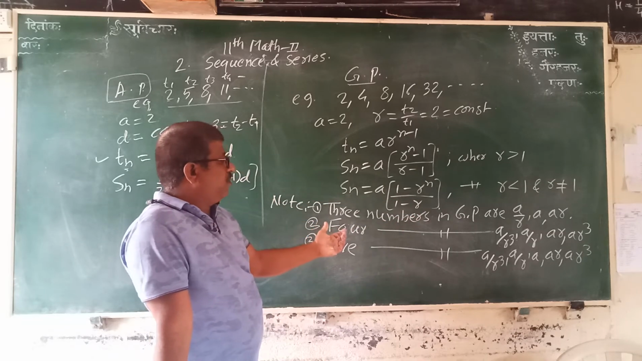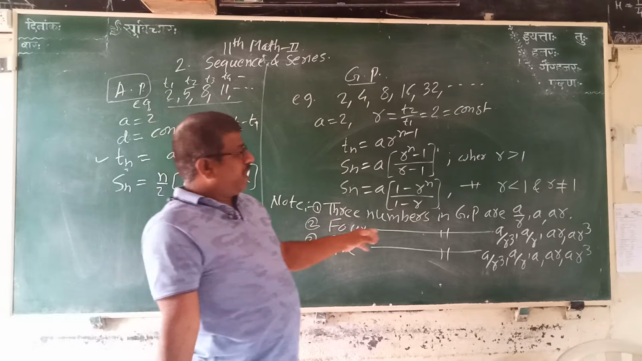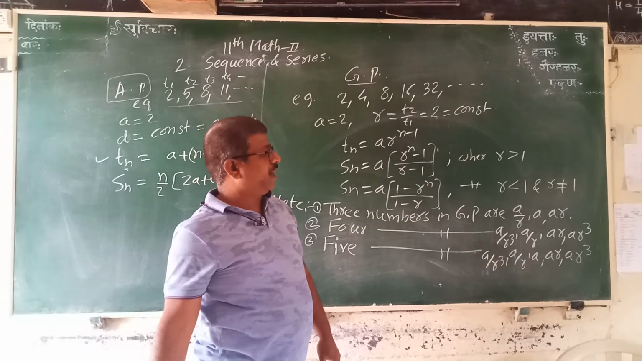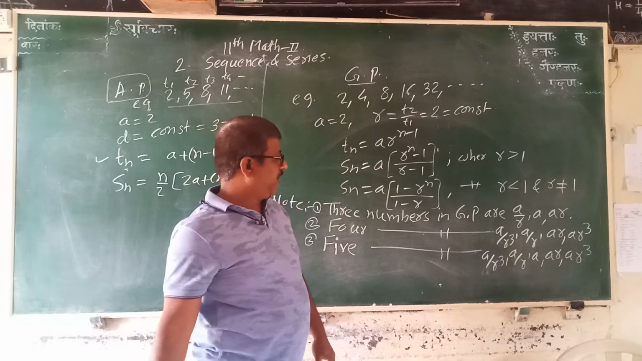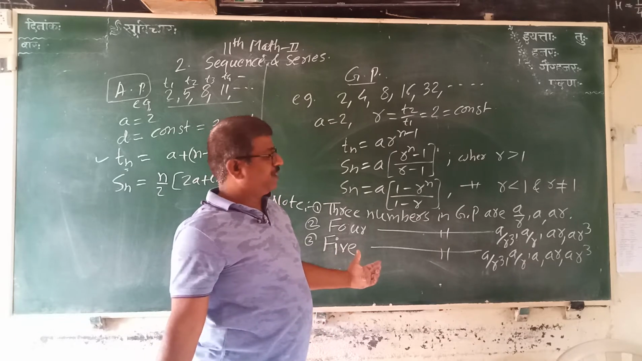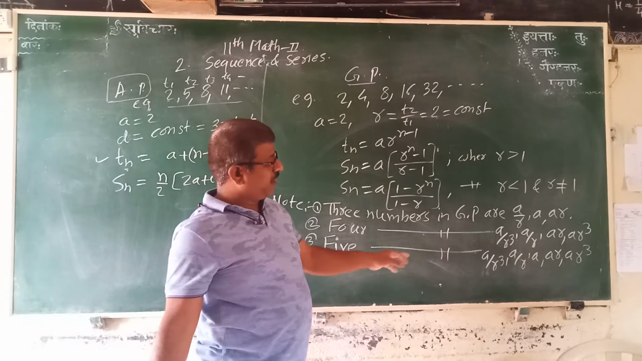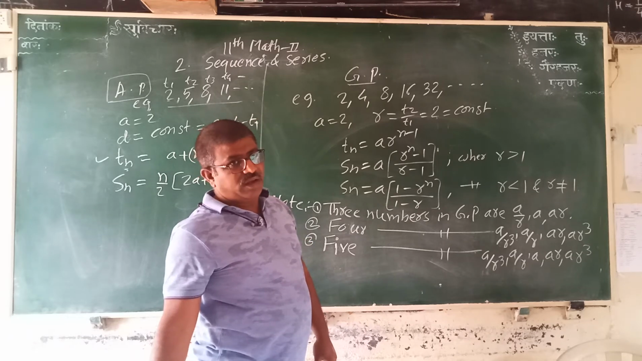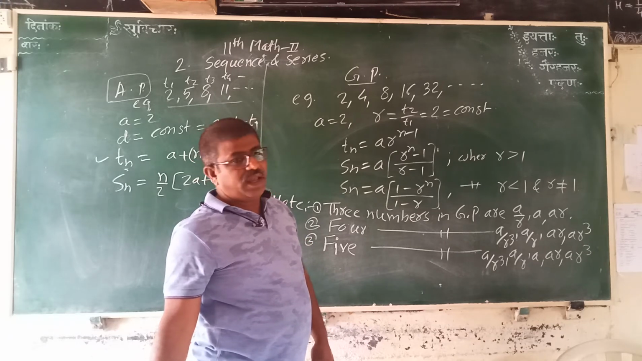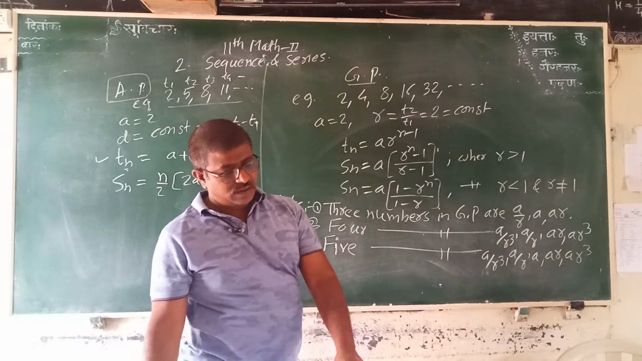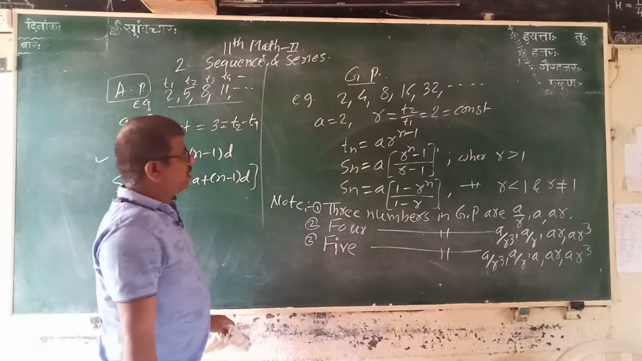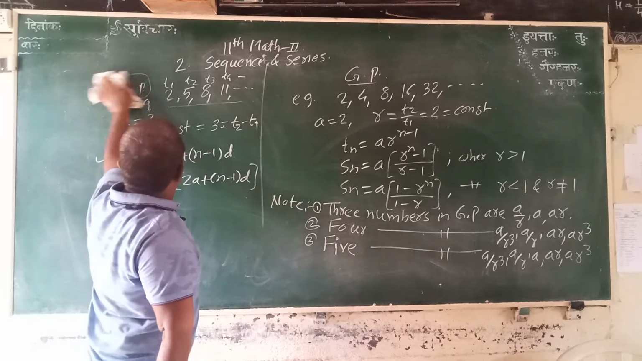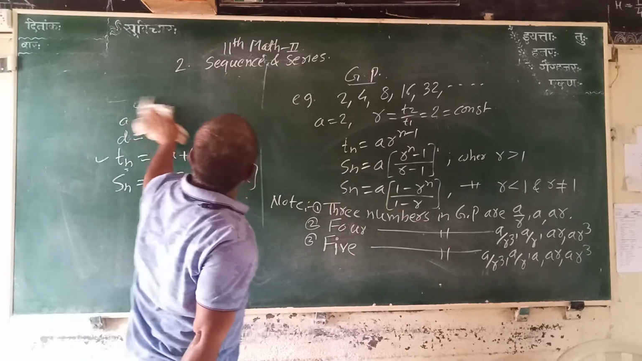If 4 numbers are in GP, you can consider a/r³, a/r, ar, ar³. And if 5 numbers are in GP, then you consider a/r², a/r, a, ar, and ar². These 3, 4, 5 numbers are useful to solve the questions in the exercise.